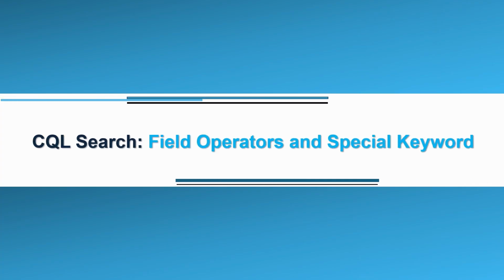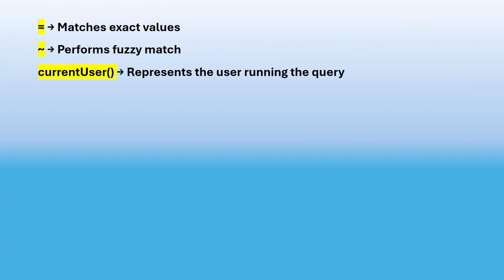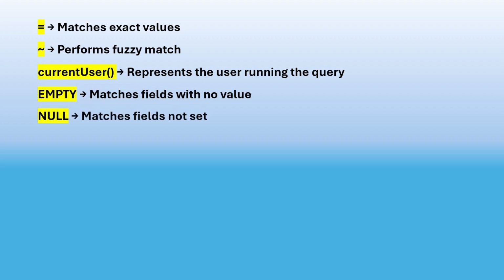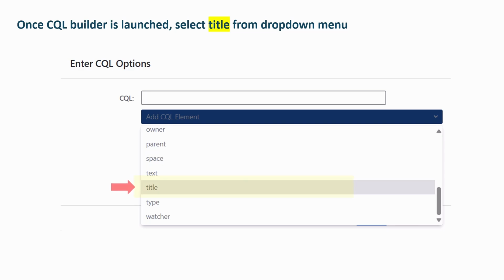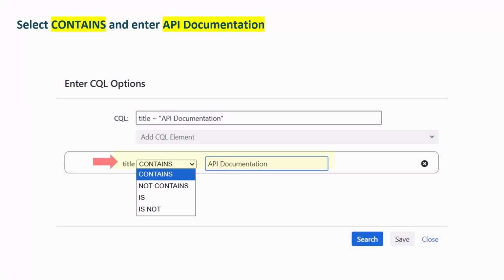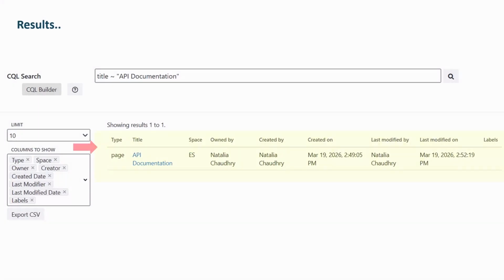With CQL search active, you can now perform precise searches using field operators and special keywords. Equal matches the exact values, the tilde sign performs the fuzzy match. Current user function represents the user running the query. Empty matches the field with no value, and null matches fields that are not set. So open CQL Builder in engineering space and add the CQL element like title, then choose contains and write the text as API documentation. Now click search and this will retrieve the API documentation page.